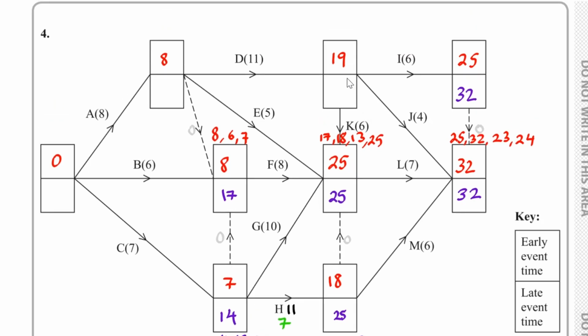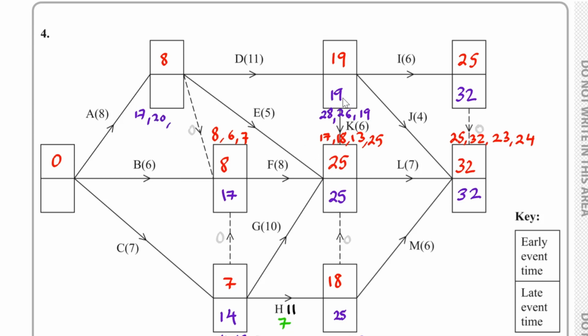Let's have a look at this box. 32 take away 4, that would be 28. And 32 take away 6, that would be 26. Okay, and in terms of anything else, 25 take away 6, that would be 19. The smallest one is the 19. Okay, if we continue working backwards, 17 take away 0, that's 17. 25 take away 5, that would be 20.